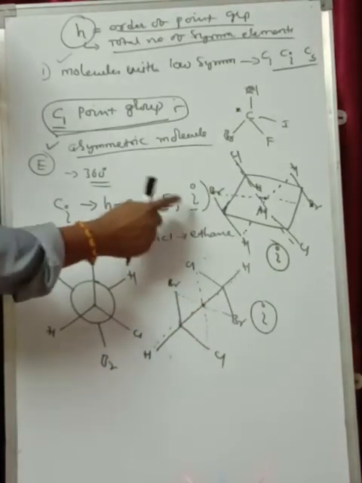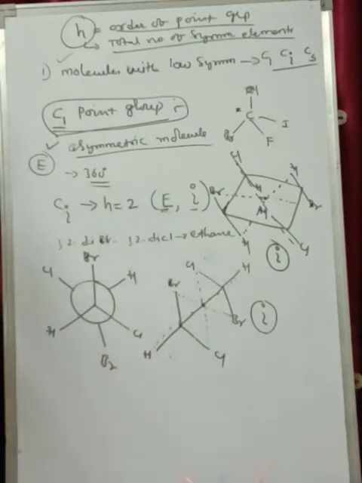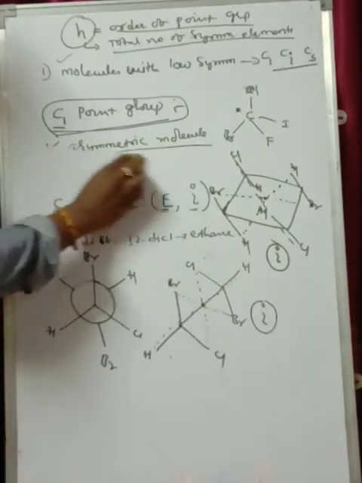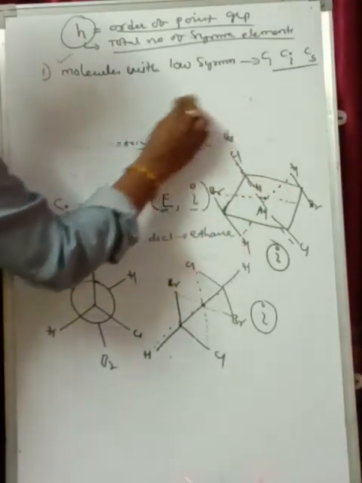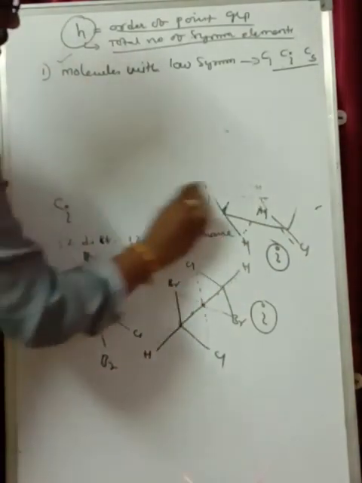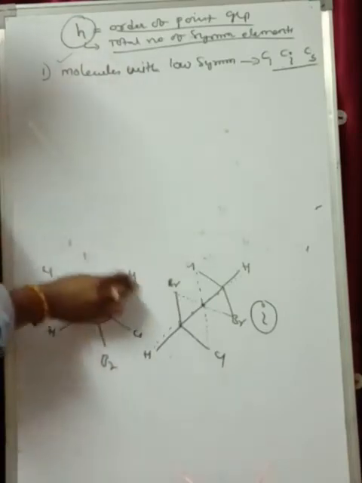Now, in order to understand the center of inversion, just go through the previous lecture. There you will come to know what the center of inversion is. So, this is regarding the Ci point group. Now, moving further, we have the Cs point group. Now, what is the Cs point group?